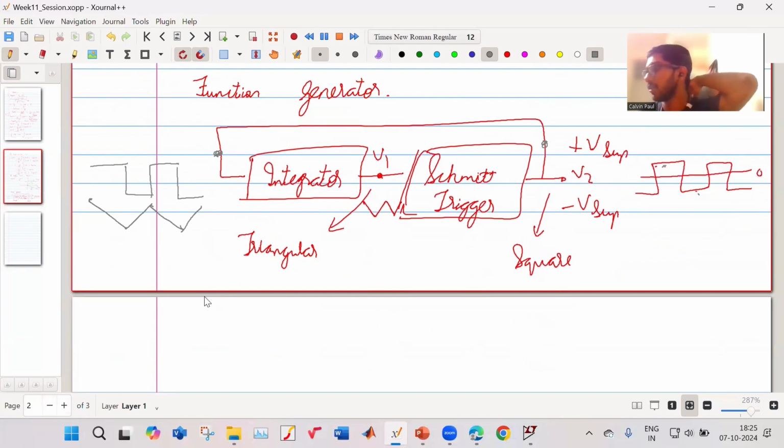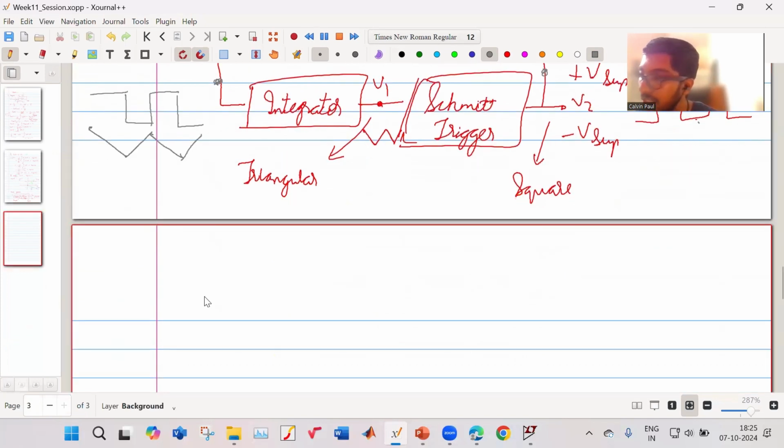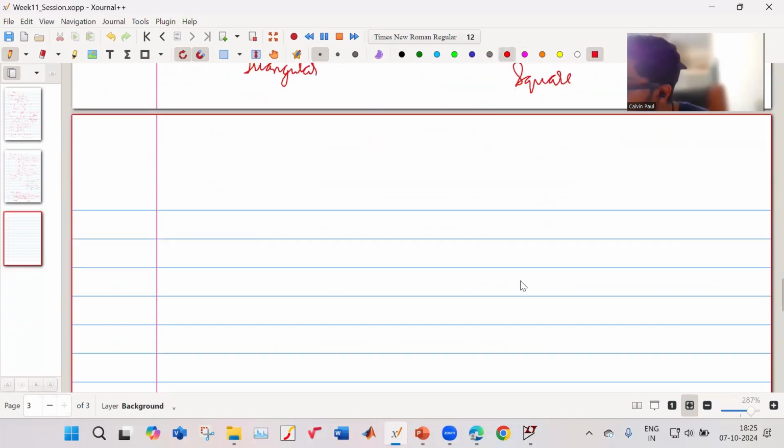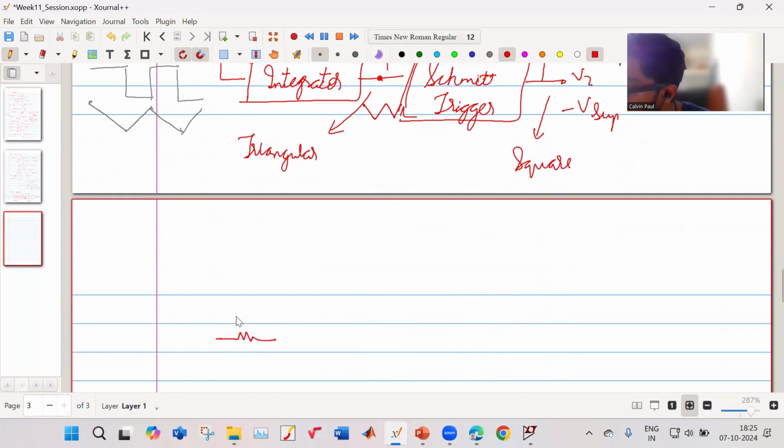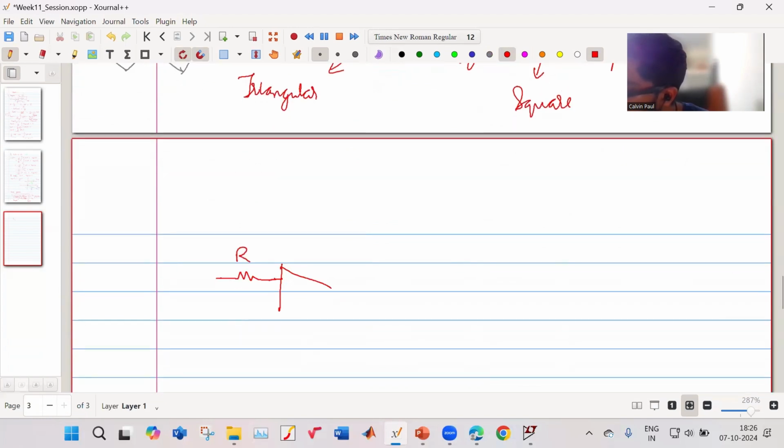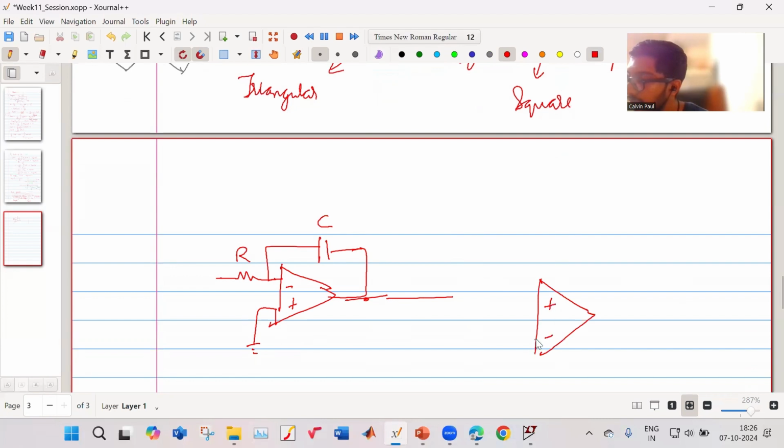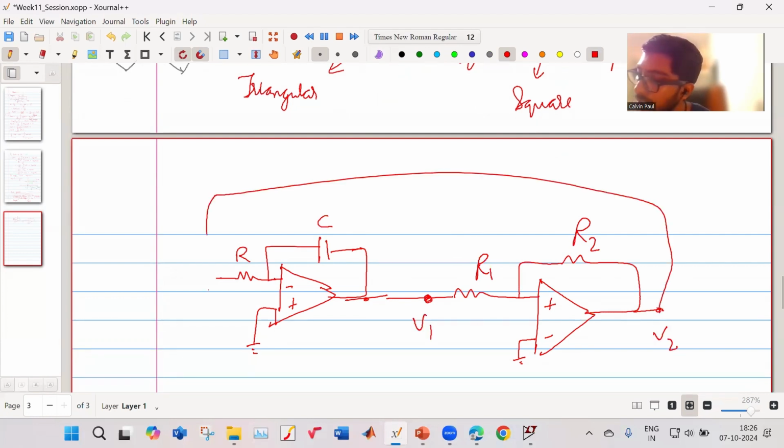So this is how it works. This is the logic. This is just simple for you to understand how you actually make an integrator circuit. It will look like this. You can have your integrator, then you have your capacitor C. This is the output of the integrator. And then you have your Schmitt trigger. Negative, ground. This is your R2, this is your R1. This is your V1, this is your V2, and this is again connected over here.